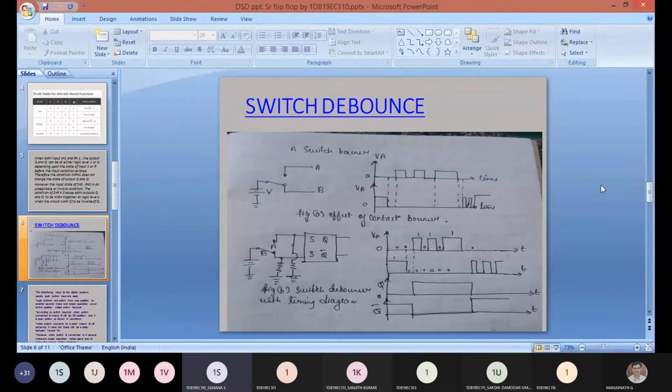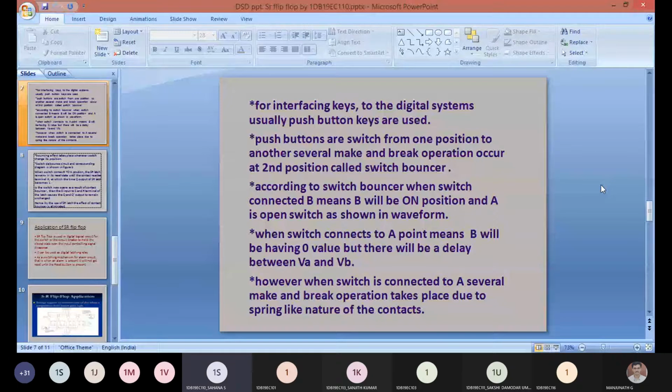Next, sir. For interfacing keys to the digital system, usually push button keys are used. Push buttons are switched from one position to another. Several make and break operations occur at the second position. That is called switch bounce.